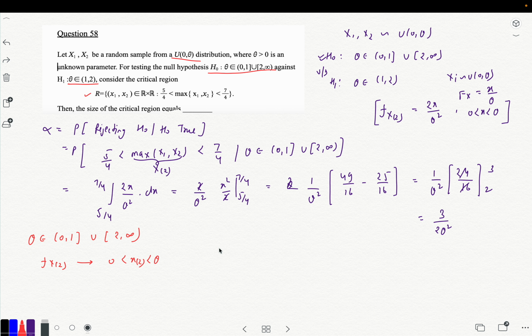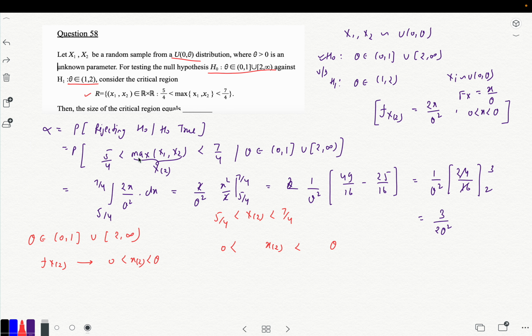Now see it in this way. You have 0 less than x2 less than theta. In this, we have theta which belongs to (0, 1]. Now the range they are asking about is 5 by 4 less than x2 less than 7 by 4, right? That's what my range is.